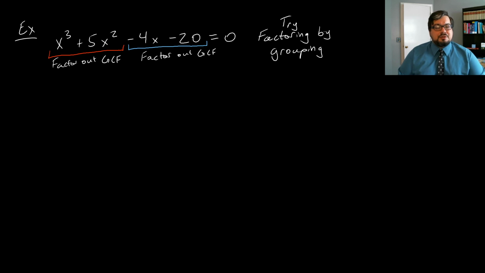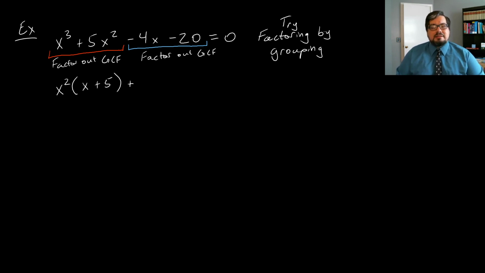So let's look at the two terms in the red bracket, x cubed and 5x squared. And we'll ask, what's the greatest common factor of these two? We have no common numbers that we can pull out, but we can pull out an x squared. We can factor an x squared out of this first pair of terms, so we get x squared times (x plus 5).